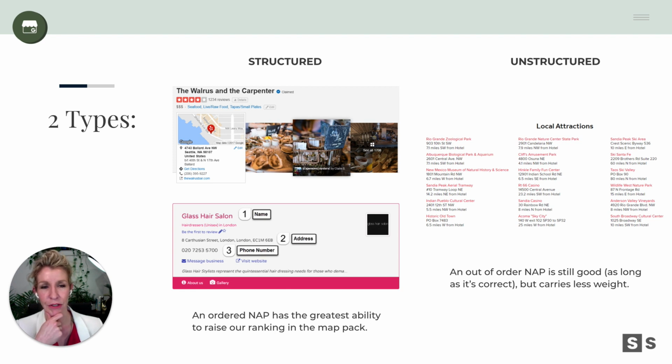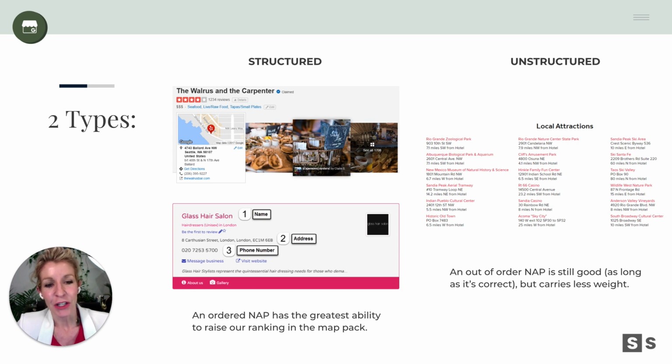So there's two types of NAPs. There's a structured NAP and an unstructured NAP. An ordered or structured NAP has the greatest ability to raise our ranking in the map pack. So if you didn't already appreciate the associations and directories that you might be a part of, whether it's tourism groups or local members or niche organizations or whatever it is, you're going to start appreciating them like crazy now. Back in my PR days, event listings in the newspaper and the glossy magazines were so important to get into for obvious reasons. Now we have those digitally, but they're less about events and more about directories for us to be pointed to.